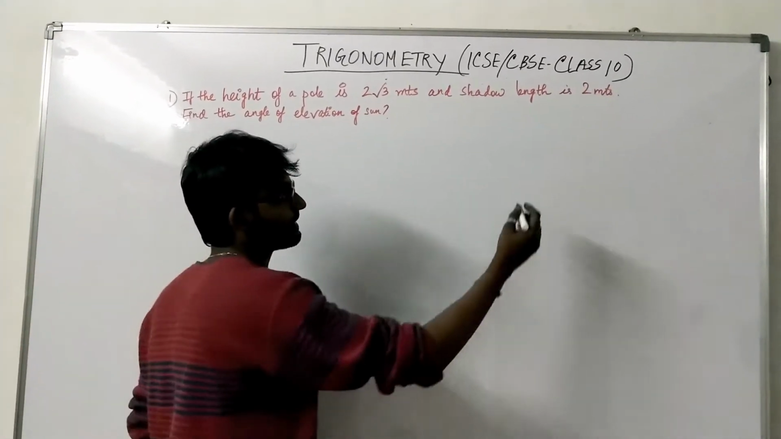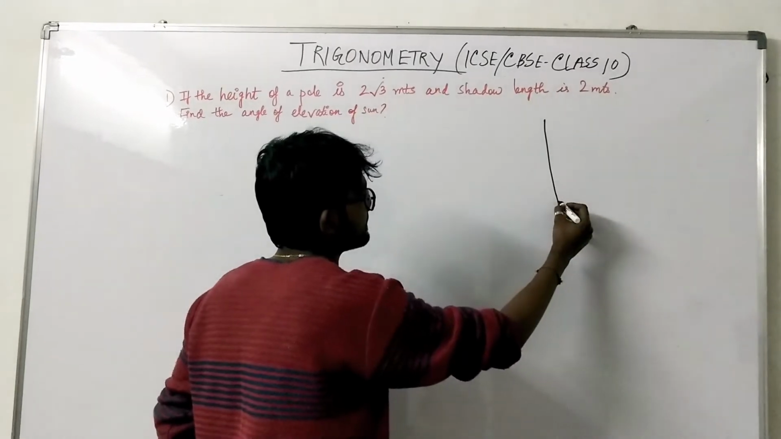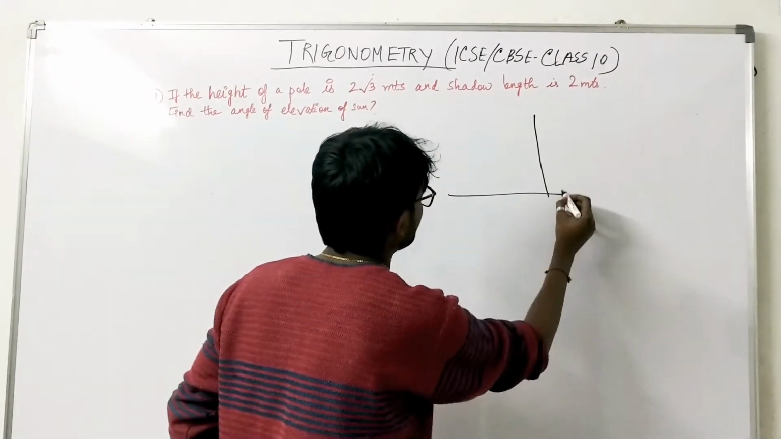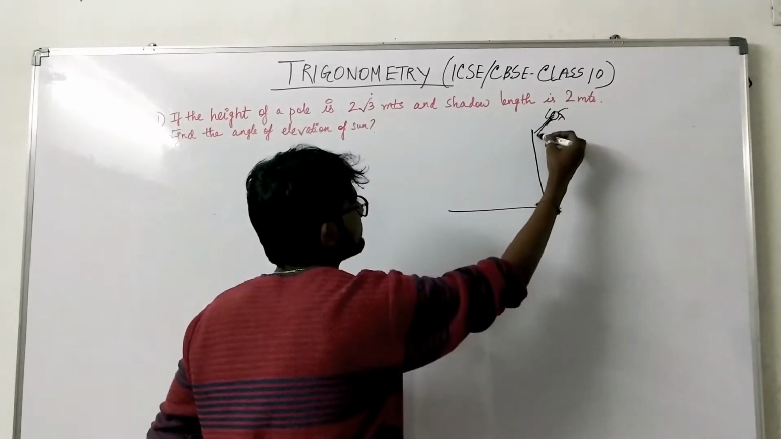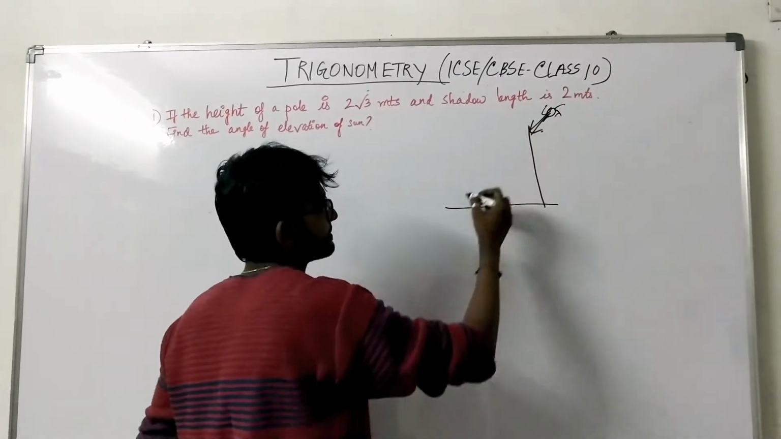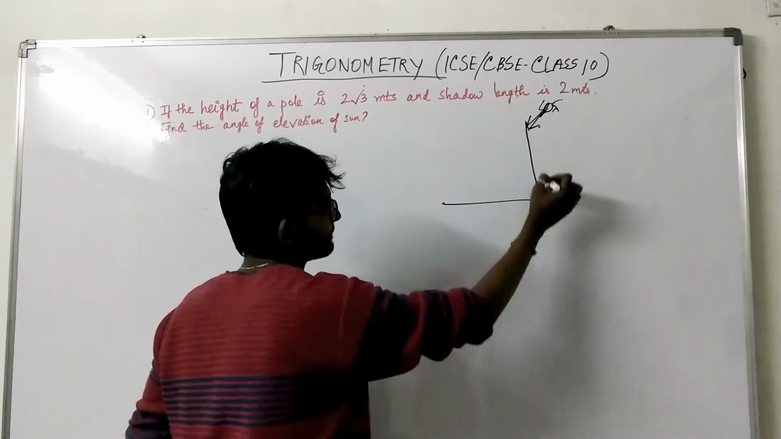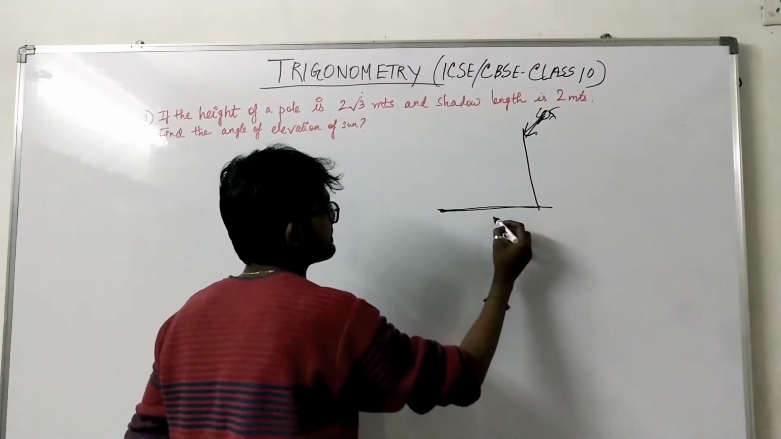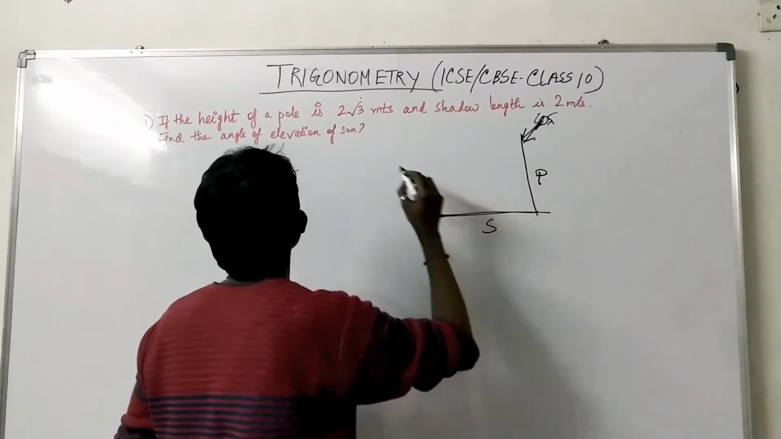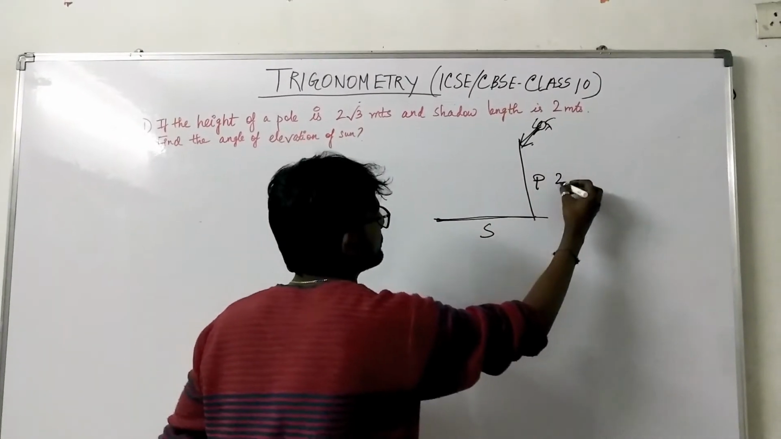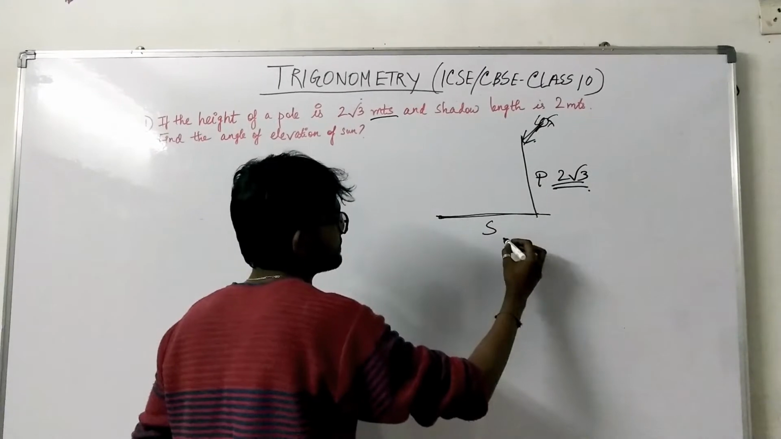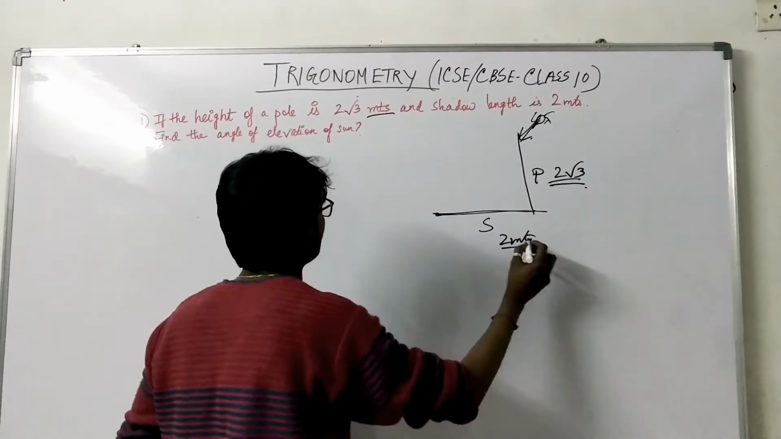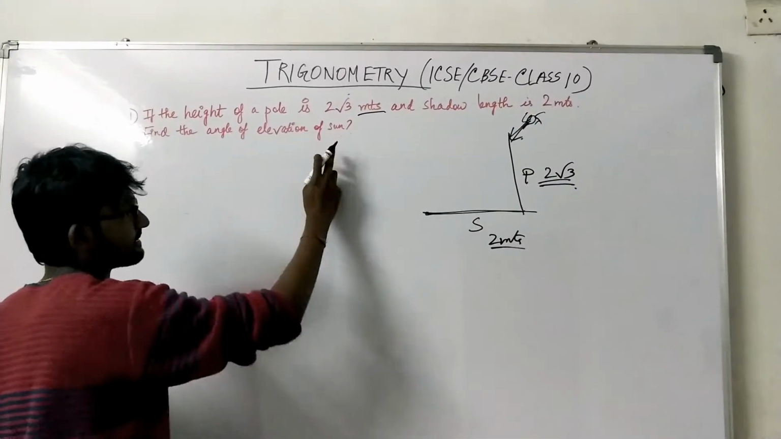In the previous video I've discussed angle of elevation. So if this is the pole and the sun is over here, the light is falling over here and the shadow is created over here. So this is the shadow, this is the pole. If the height of the pole is 2 root 3 meters, so this is 2 root 3 meter and the shadow length is 2 meter. So find the angle of elevation.